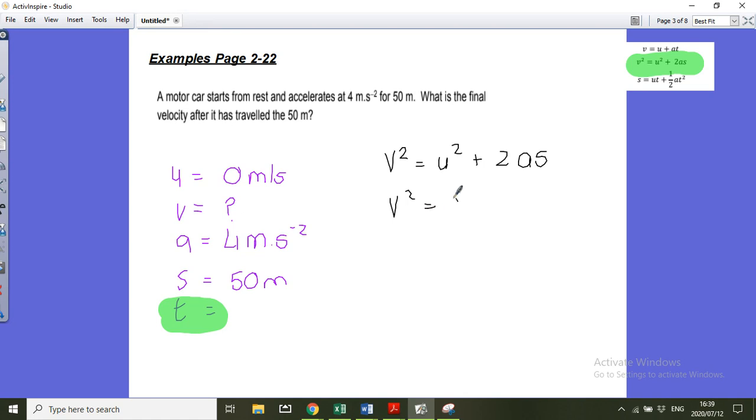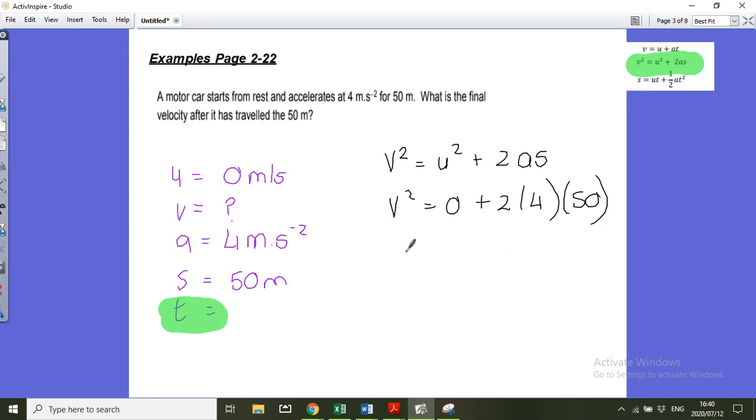U we know is 0, plus 2. We have A is 4. Please be careful with the signs. The acceleration and the displacement is in the same direction here, so it's positives. In a simple question like this, it's fine. You can leave out the positives. But always think about things and the direction in which they are moving. S was given to us as 50.